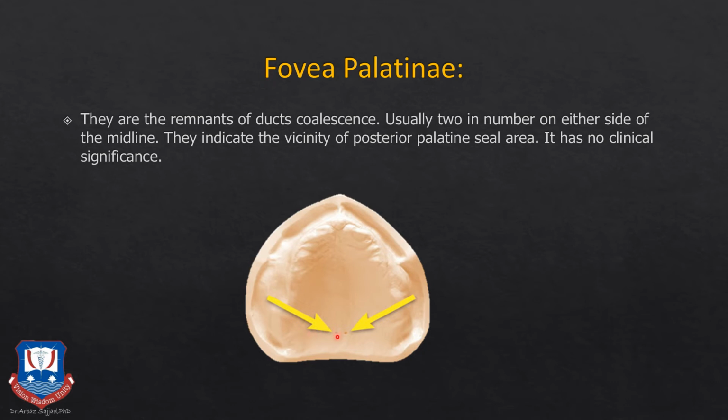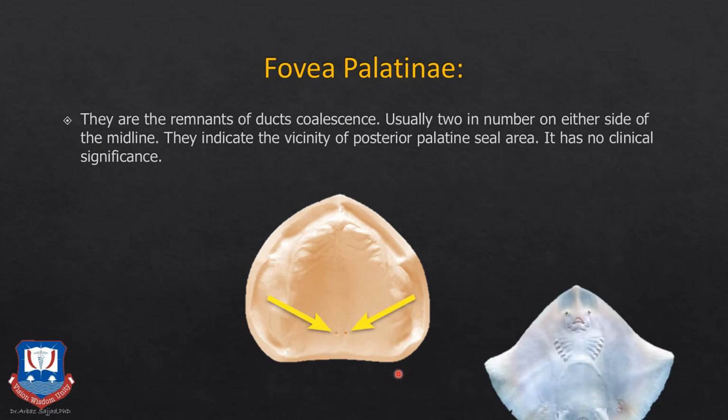You can see there are small, tiny structures which look like an eye, and for some reason they remind me of this guy, the stingray, the thing that killed Steve Irwin. So you can see there's a lot of resemblance between the fovea palatinae and the nostril of the stingray.